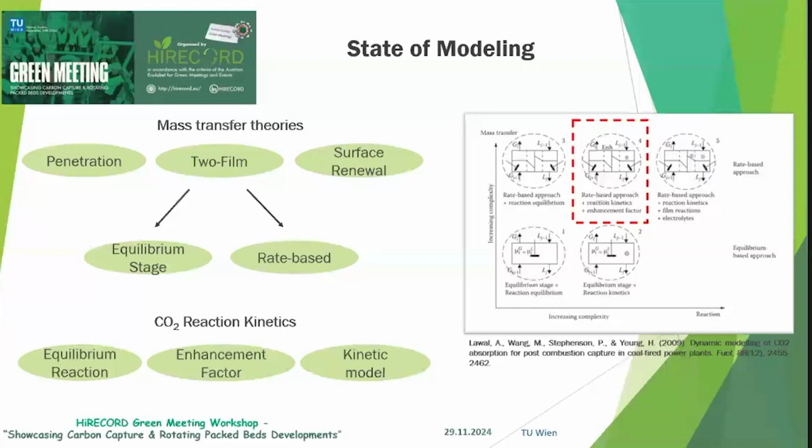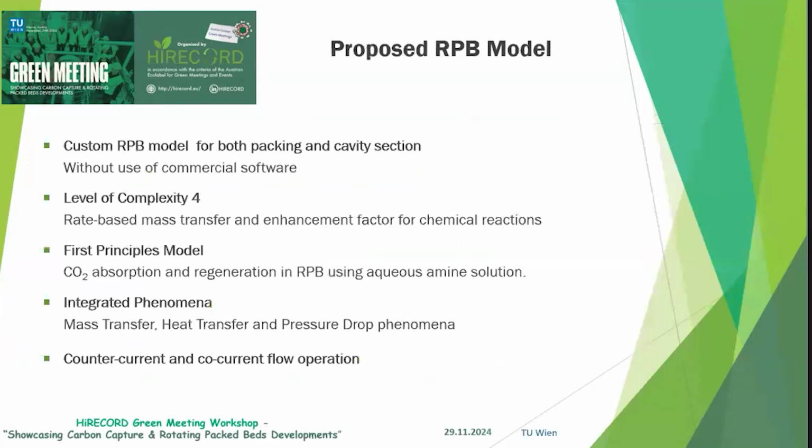This graph illustrates the complexity of a model with a combination of the mass transfer approach and the reaction kinetics, with level 5 standing out as the most accurate one. Now, what we propose is a custom model without the use of commercial software, developed for both the packing and cavity section model. It operates at level 4 of complexity with a rate-based mass transfer and enhancement factor for chemical reactions.